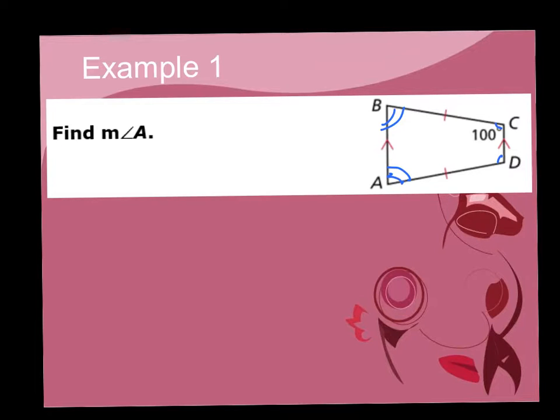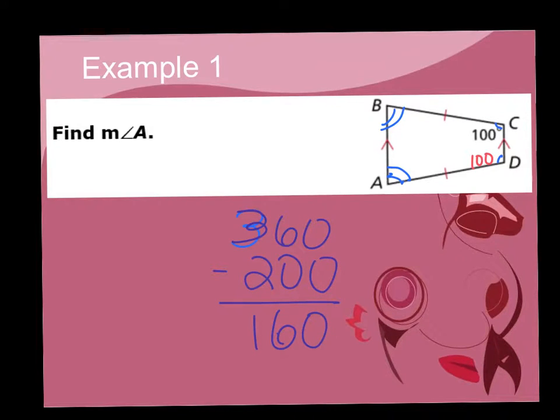So if I know that this is 100 and this is 100, and all 4 of them add up to 360, I end up with 160 for the sum of the other 2, which makes each one what? 80 degrees. Questions on that one?